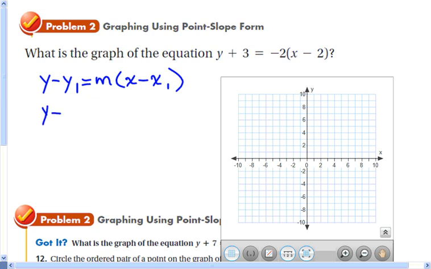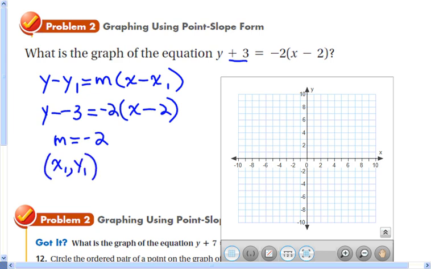So we need subtraction, and adding 3 is the same as subtracting negative 3. And the slope is negative 2. And then x minus 2 puts us in that form. So our slope is negative 2. And our point, x sub 1, y sub 1, is 2 and negative 3.